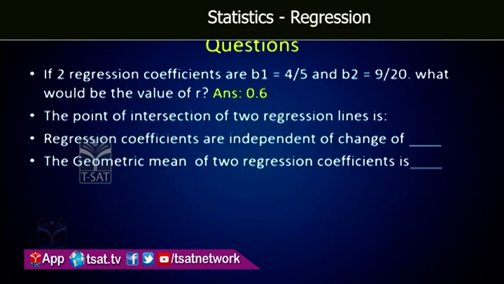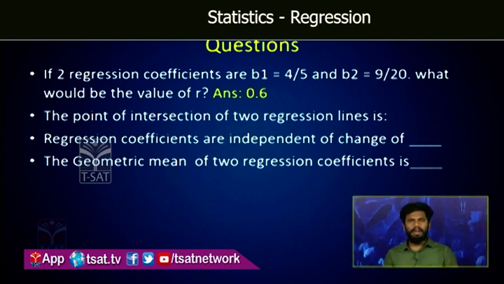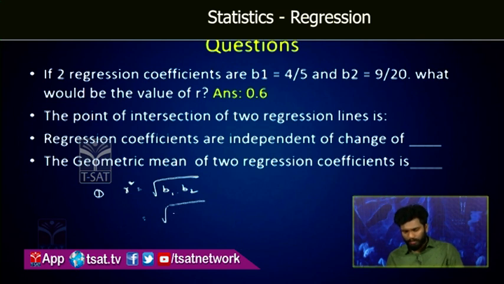We will see a few questions on this regression topic. The two regression coefficients are b1 is equal to 4 by 5 and b2 is equal to 9 by 20. Then what would be the value of r? We can directly get r is equal to under root b1 into b2. Those are nothing but b xy and b yx, which will be equal to under root 4 by 5 into 9 by 20. 4 ones are 4, 4 5s are 20, so it will be equal to 3 by 5, the value is 0.6. So like this you have to solve the questions.